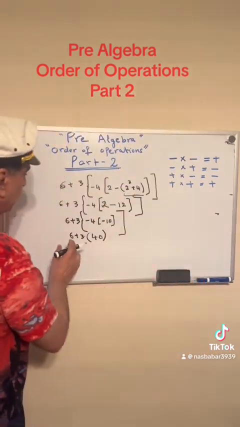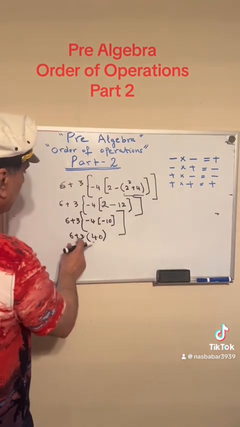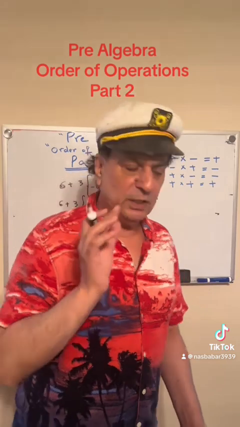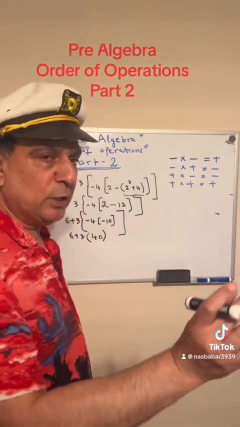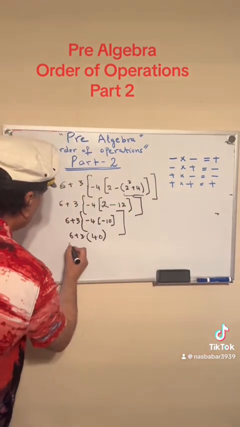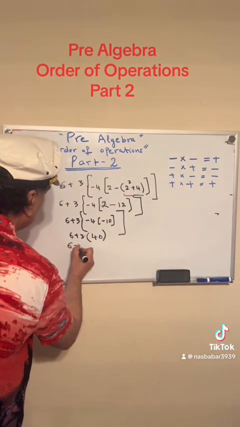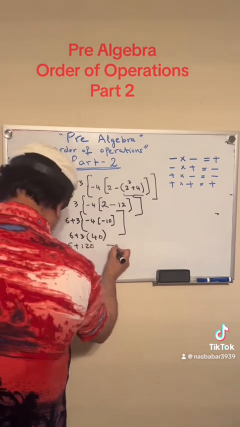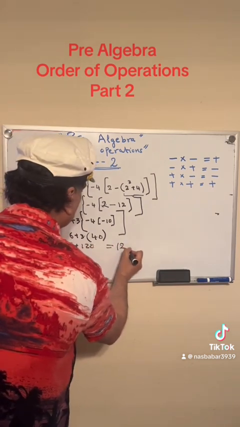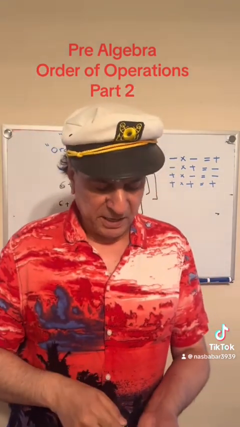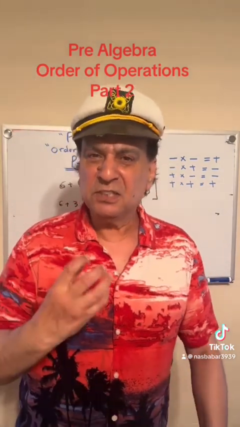Some students will just go ahead and add 6 plus 3, 9, and then 9 times 40. That would be the wrong answer. So keep that in your head. When you see addition and multiplication, multiplication is addressed first. So this will be 6 plus 3 times 40, which is 120, and your answer is 126. So how's that? Watch this two or three times until it sinks in.